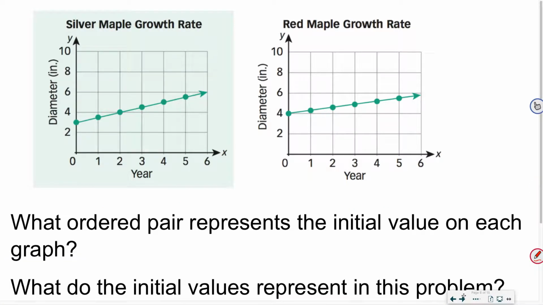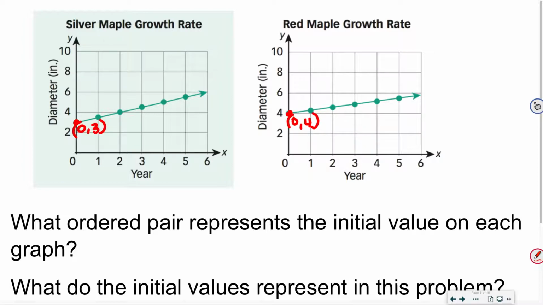Okay, so now let's go back to the silver maple and go back to the red maple. Let's talk about the initial values and the rates of change. What ordered pair represents my initial value on both of these graphs? For the silver maple, what's the initial value? What ordered pair? (0, 3), where x is 0 and y is 3. Good. How about this one? (0, 4). X is 0, y is 4.